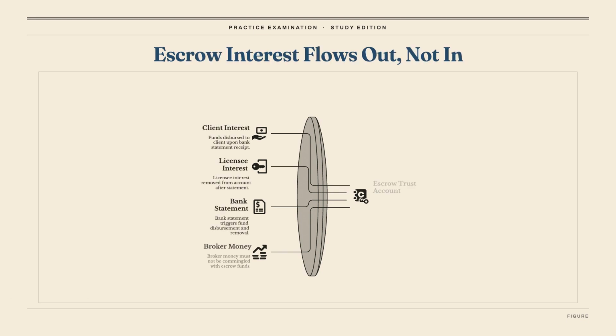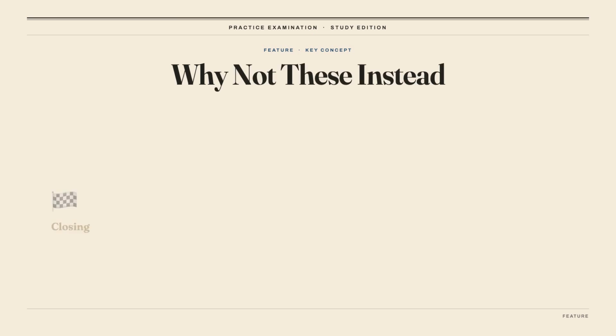The rule pushes money in both directions at once. Client interest goes out to the client, and any interest payable to the licensee must also leave the trust account on that same schedule, because broker funds sitting in escrow is commingling, a separate violation. Closing is a real deadline for commissions, but interest accrues continuously and isn't tied to a transaction event.